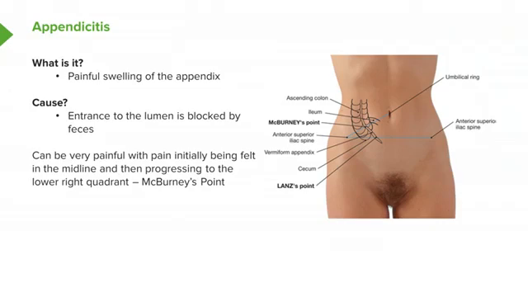And again, we can locate the umbilicus, we can locate the anterior superior iliac spine, and then a line drawn between these two points, and then a point a third of the way from the anterior superior iliac spine to the umbilicus, so about here, is what's known as McBurney's point. And that is the position of the appendix. So appendicitis can be very painful, with the pain initially being felt in the midline, where you just have this dull ache. But with time, the pain can progress to the lower right quadrant in association with McBurney's point.